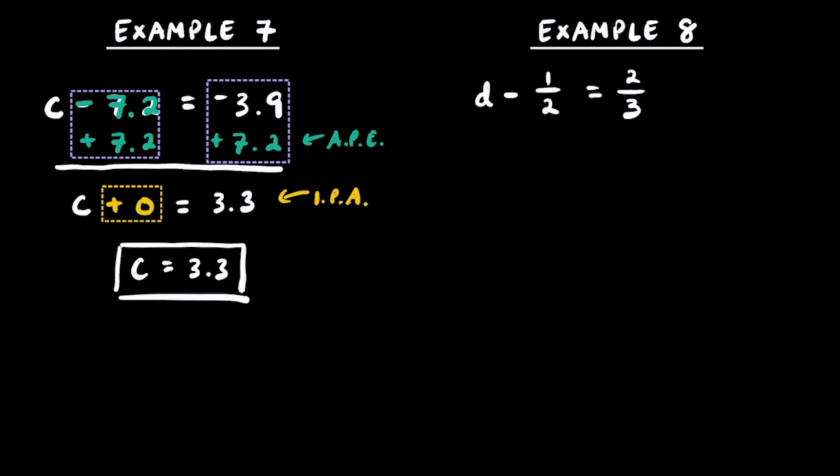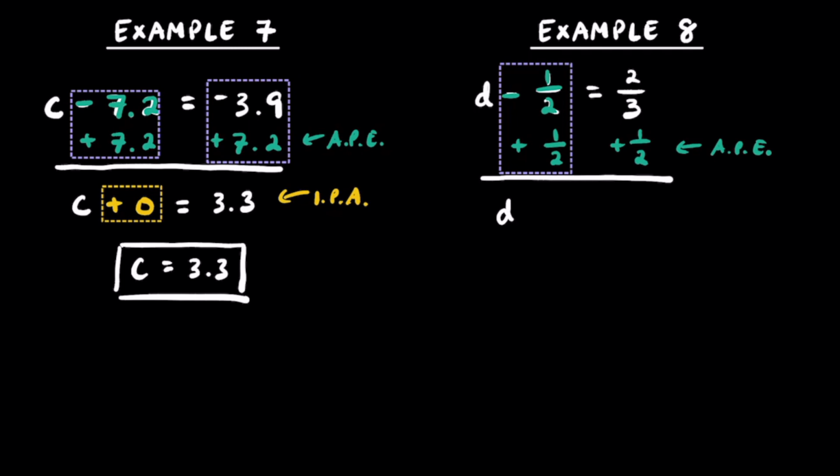For example 8, we have d minus 1/2 is equal to 2/3. So we have this minus 1/2, and to get rid of it, we're going to do the same thing we've been doing and just add fractions this time. So we're going to add 1/2 to both sides of this equation. By doing so, once again, we're using the addition property of equality.